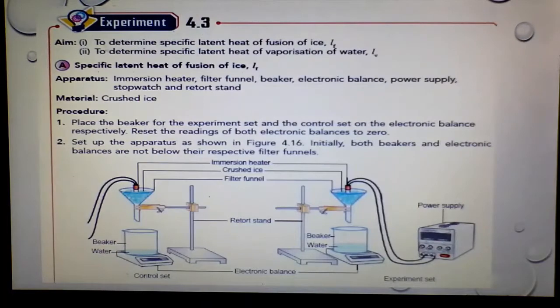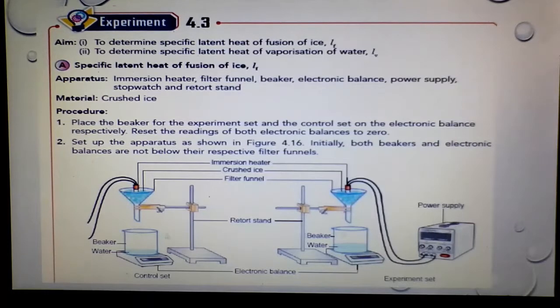Experiment 4.3, to determine the specific latent heat of fusion of ice, LF, and determine the specific latent heat of vaporization of water, LV. But A, specific latent heat of fusion of ice, LF. Apparatus: immersion heater, filter funnel, beaker, electronic balance, power supply, stopwatch and retort stand. Material: crushed ice. Place the beaker for the experiment set and the control set on the electronic balance respectively. Reset the reading of both electronic balances to 0. Set up the apparatus as shown in figure 4.16. Initially, both beakers and electronic balances are not below their respective filter funnels.